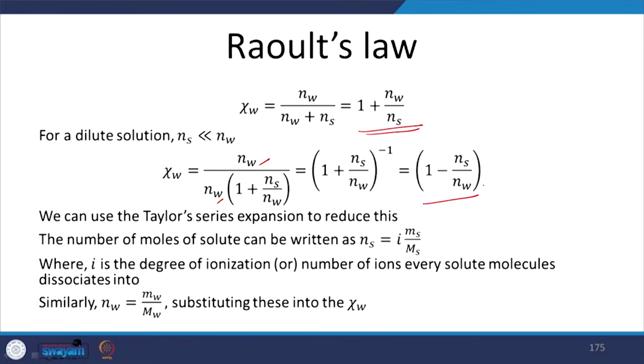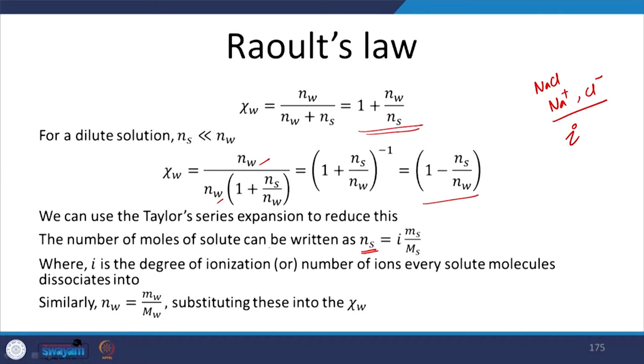Now, we can use the Taylor series expansion to reduce this. The number of moles of solute can be written as weight divided by the molecular weight of that substance. Now, when you add a solute, a foreign substance, it may happen that this substance dissociates. Let us say if you take NaCl, it may dissociate into Na plus and Cl minus. This dissociation, or the number of species that come out of the dissociation, can be characterized by the degree of ionization or degree of dissociation.